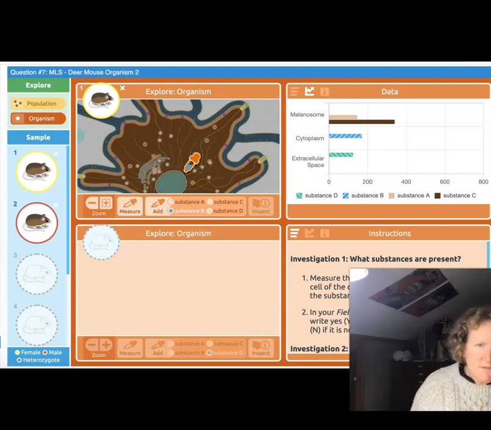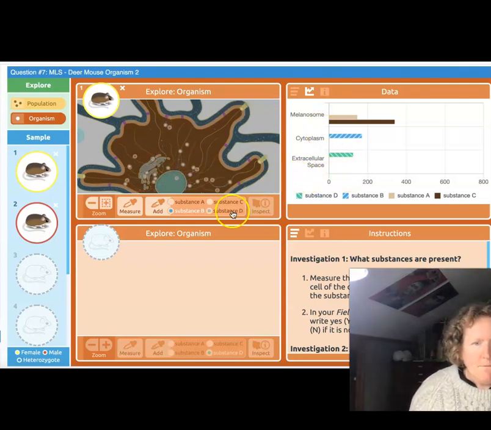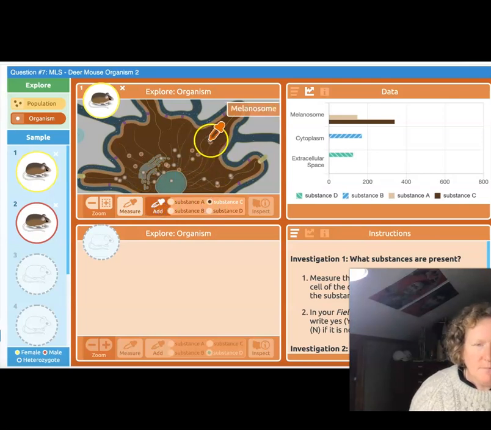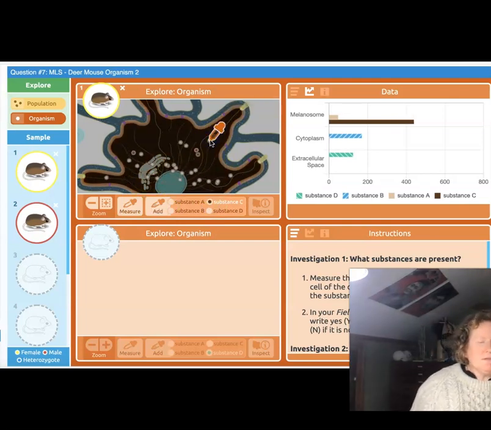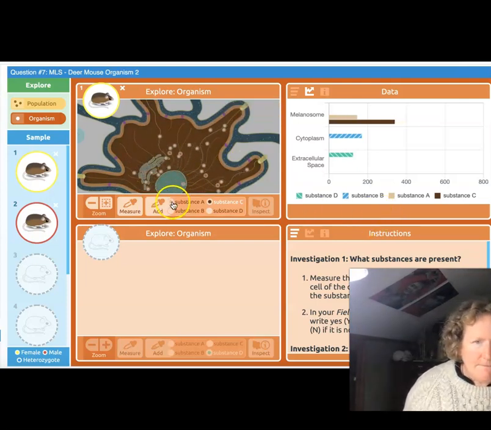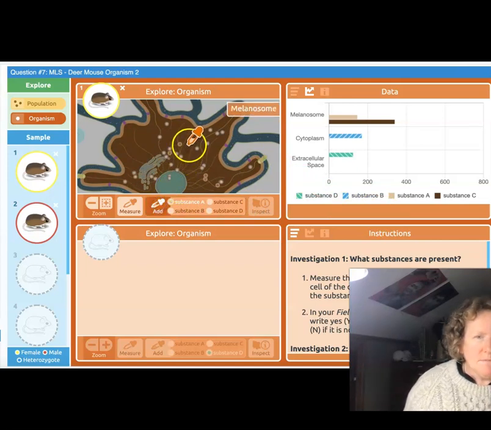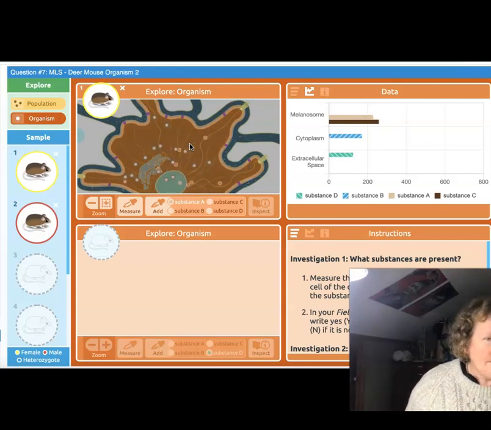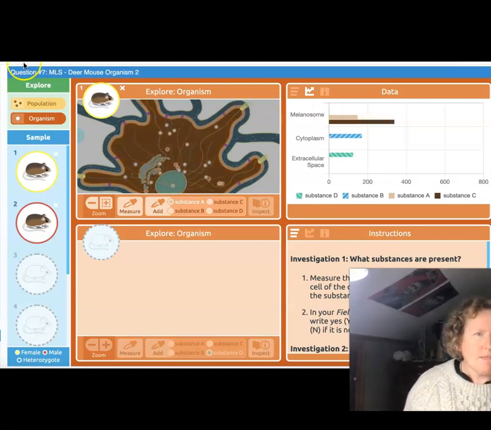You can try adding different substances to different parts of the cell as well and see if the cell turns darker or lighter. Remember, when we put substance C in the melanosome, we added that, the little add button, boom. So that's what darker looks like. That's what you're looking for. And when we put substance A in the melanosome, boom, the cell got lighter. So that's what you're looking for with lighter. So that's investigation 2.